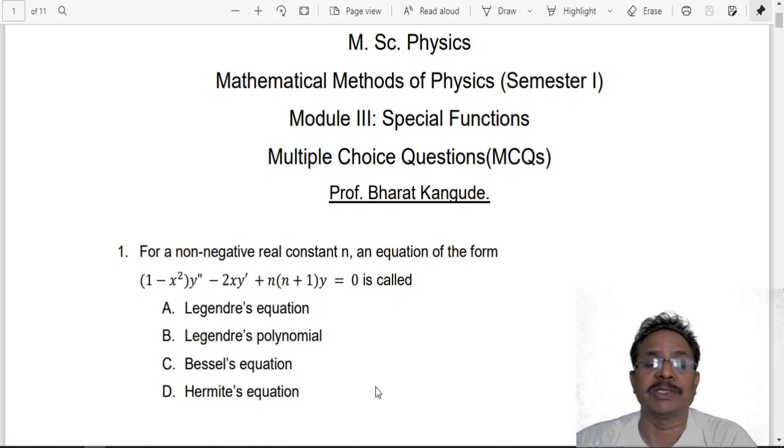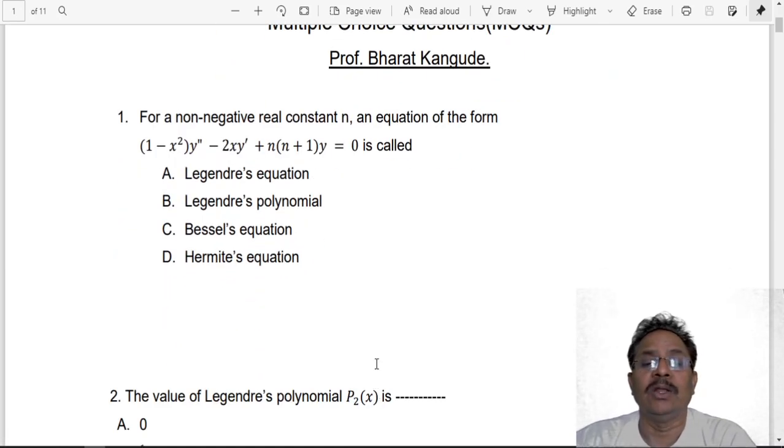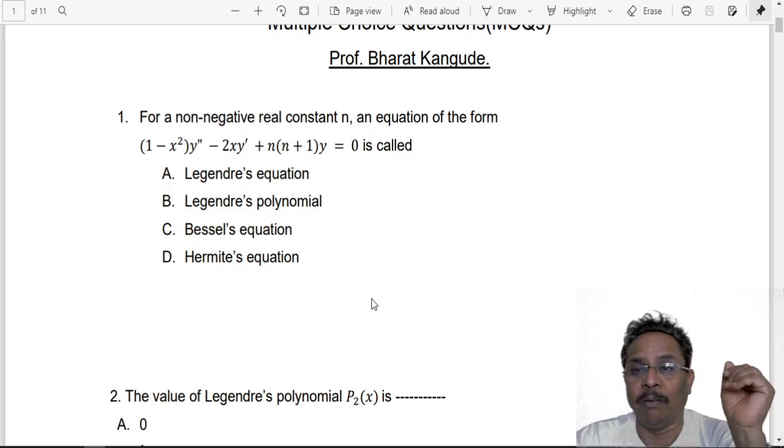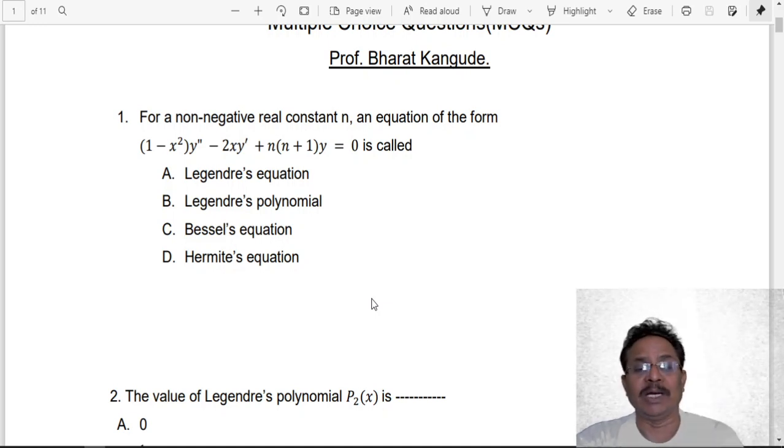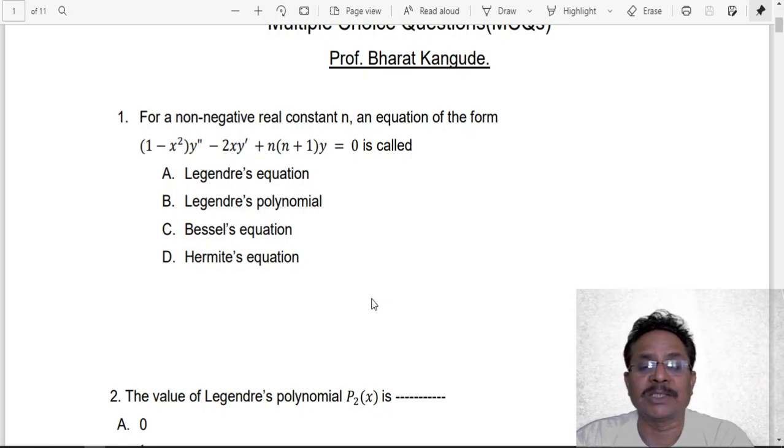So let's come to question 1. For a non-negative real constant n, an equation of the form (1 minus x square) y double dash minus twice x y dash plus n into (n plus 1) y is equal to 0. So this equation is called as either A, Legendre equation, B, Legendre polynomial, C, Bessel equation, and D, Hermite equation.